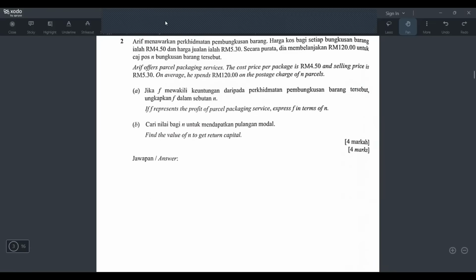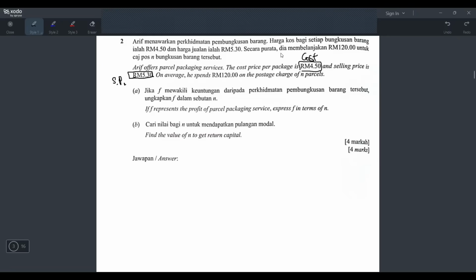Okay, let's continue with question number 2. Let's read. Arif offers a parcel packaging service. So he provides a service for customers, and the service he provides is parcel packaging. So the cost price per package is 4 ringgit 50 cents. So this is the cost price. I'm just going to write cost here to remind myself. And the selling price is 5 ringgit 30 cents. So this is the selling price, which is SP.